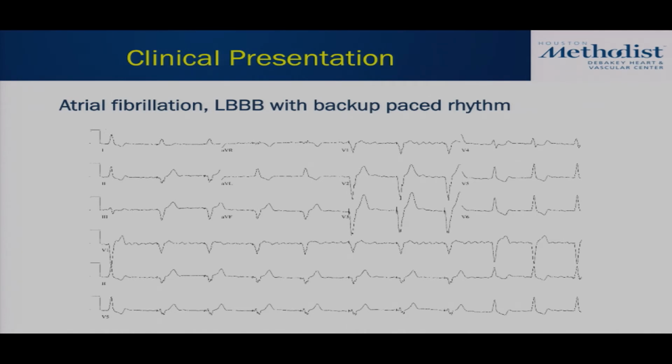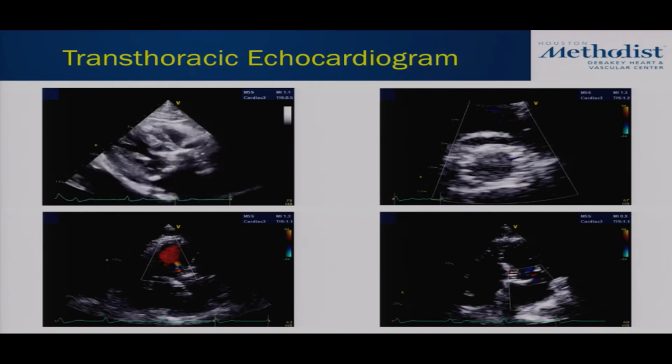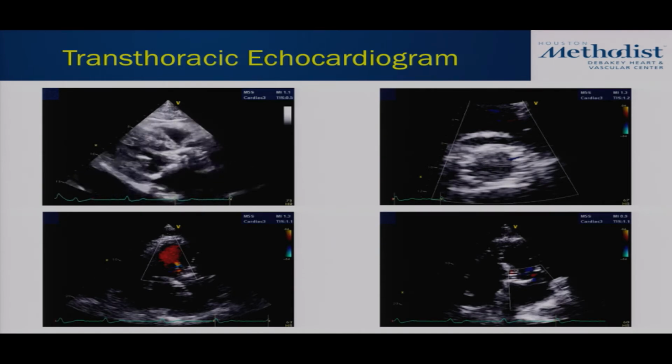A transthoracic echocardiogram was ordered, and we can see here a preserved ejection fraction, a left pleural effusion, and also the TAVR, which was an Evolut 29 millimeter CoreValve in place.